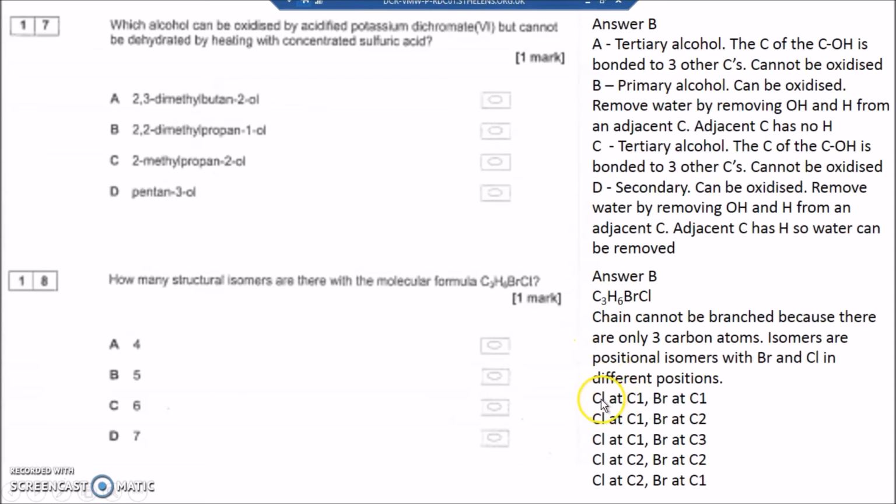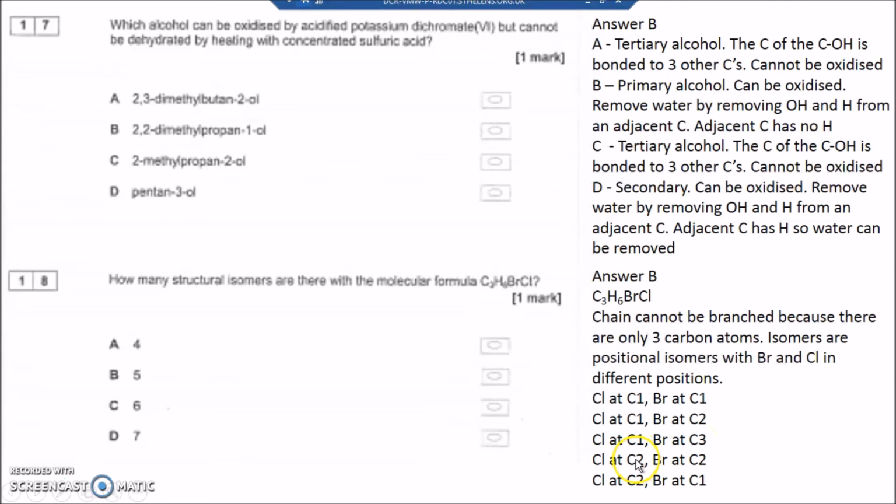So at carbon number 1 we can have a Cl, and we can have the Br also at carbon number 1. So both the Br and the Cl at carbon number 1, and the H's then are just on the other carbons. We could have a Cl at carbon number 1, a Br at number 2. We could have a Cl at carbon number 1, a Br at carbon number 3. I think that's all the combinations with a Cl at carbon number 1. With a Br at carbon number 1, also carbon number 2 or carbon number 3.